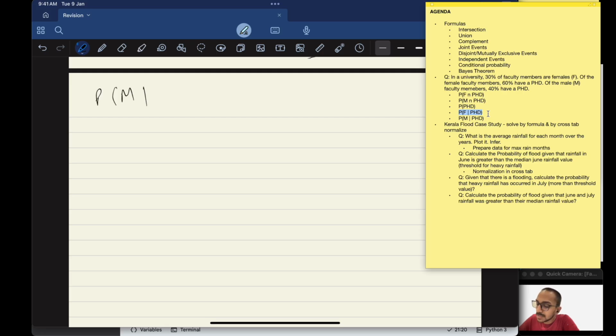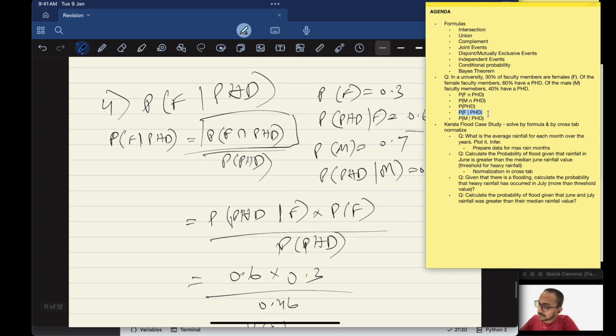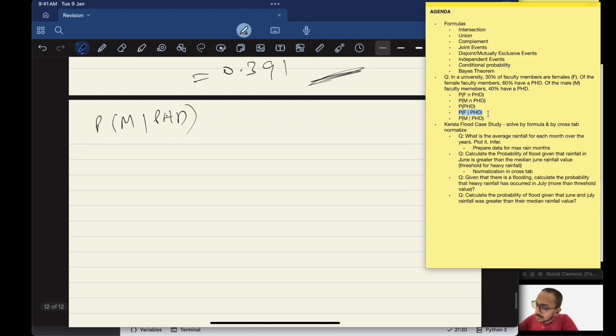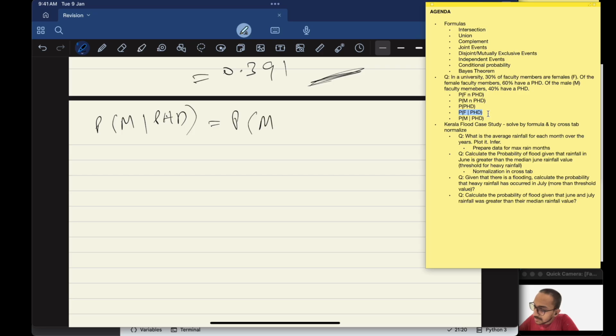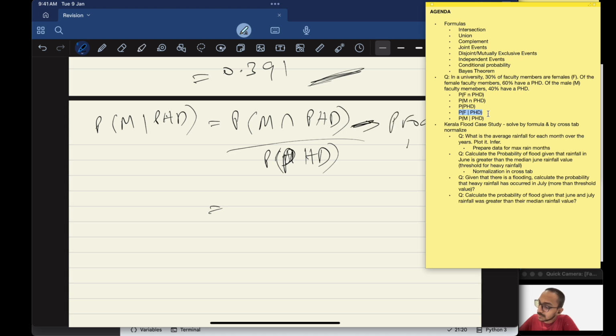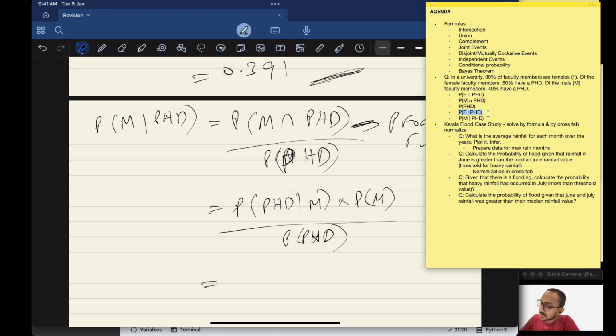P of male given PhD. Again, the same. We'll do the exact same things, right? We'll use the Bayes theorem, which is P of male intersection PhD over P of PhD, and this one using the multiplication rule. I will get P of PhD given male times P of male by P of PhD. I'll plug in the values.